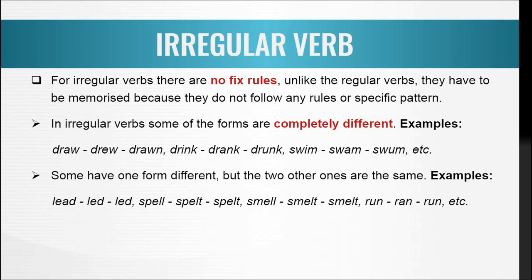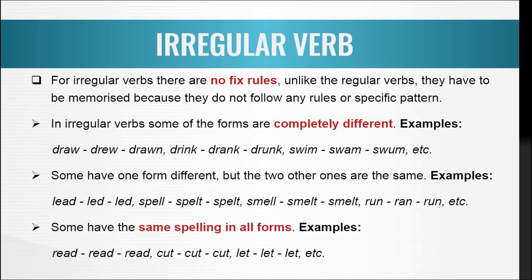So firstly, there are irregular verbs which are completely different. Some have one form different, but the other two are the same. Just like lead, led, led. The past and past participle forms are the same, but the first one, the base form, is different. Spell, spelt, spelt. The two forms are the same, the first is different. Smell, smelled, smelt. Run, ran, run. The first and last are the same, but the past is different.